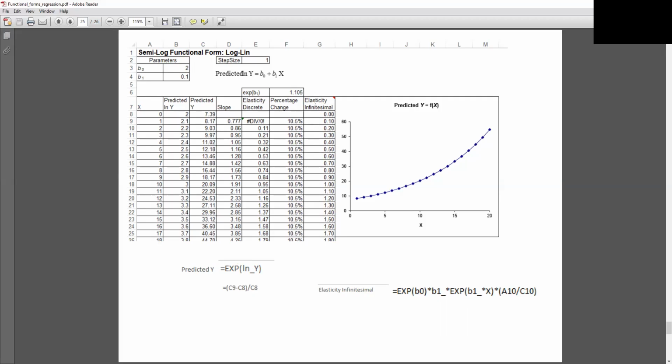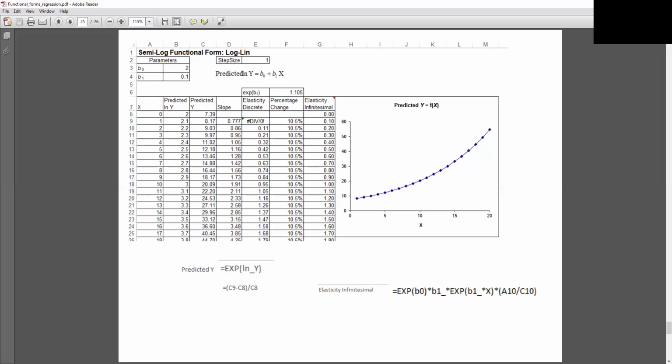And then we have infinitesimal elasticity, where the formula is given over here, where we can see the antilog of beta naught, the antilog of the intercept, into beta 1, that is the slope coefficient, into the antilog of beta 1 x, into A10 by C10. A10 is this one, the value of x, and then the value of predicted y. So this will give you infinitesimal elasticity, that is, we will get it at every point.